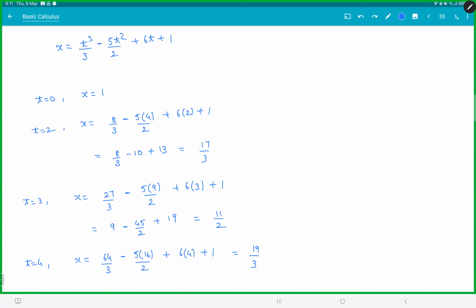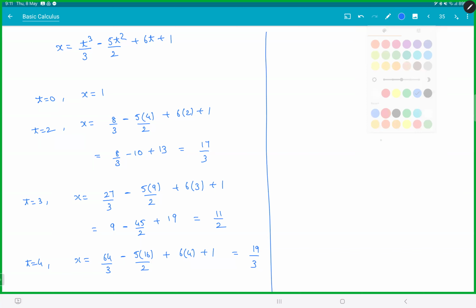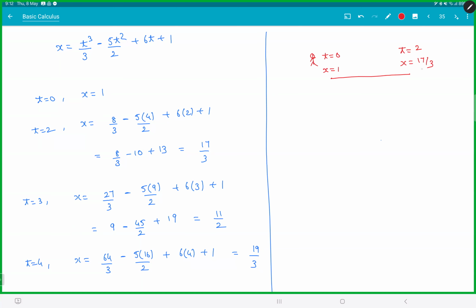Now let's draw the person. This person is walking on a straight line. At t0, you're starting your motion. You are at x is equal to 1. Then from here, he walks straight. He goes to t is equal to 2 seconds, and he is at x is equal to 17/3. And then he takes a turn. So this is a turning point, v0. Again, for your understanding, I'm drawing a curve. Actually, it is going like this on a line. And then he goes there and takes a turn again. This point is t is equal to 3 and x is equal to 11/2. And then this is t is equal to 4 and x is equal to 19/3.